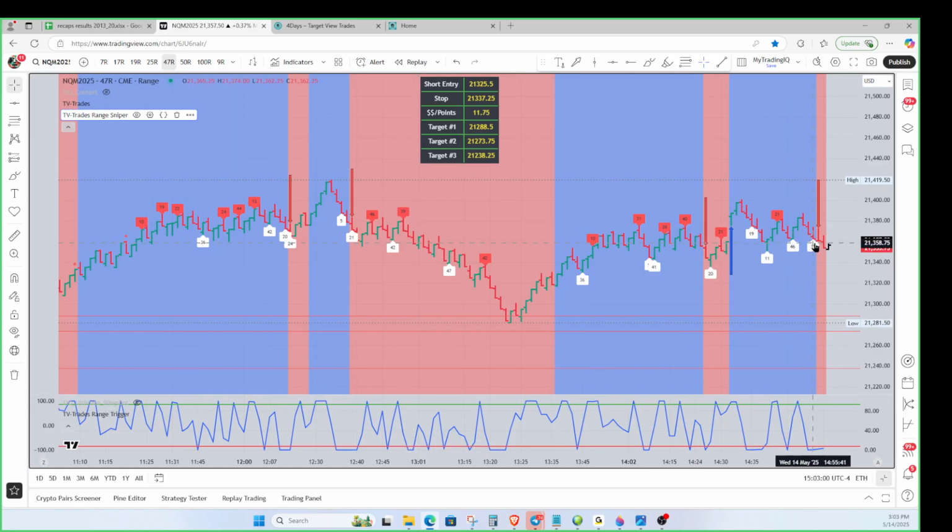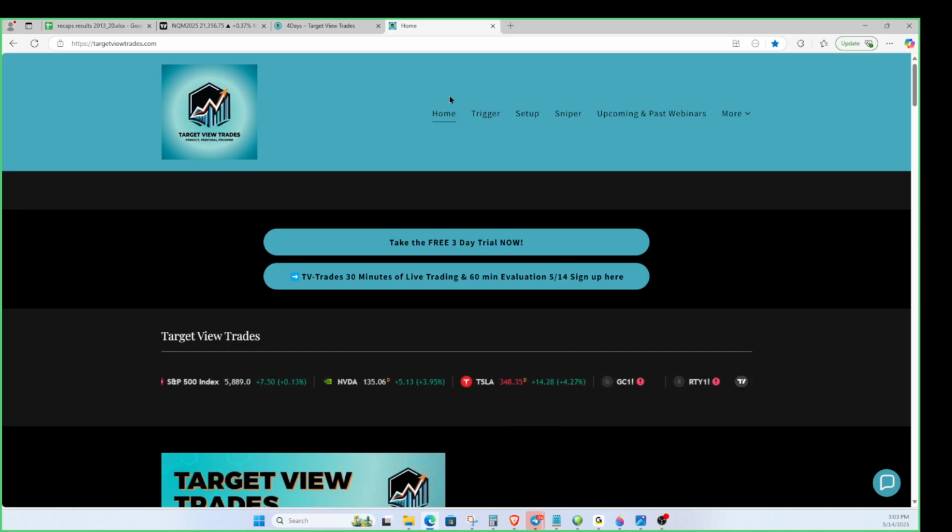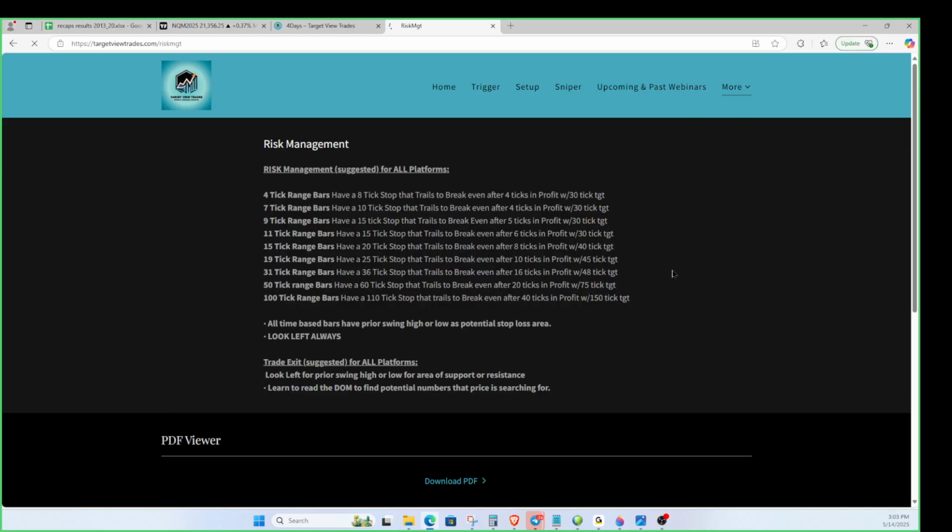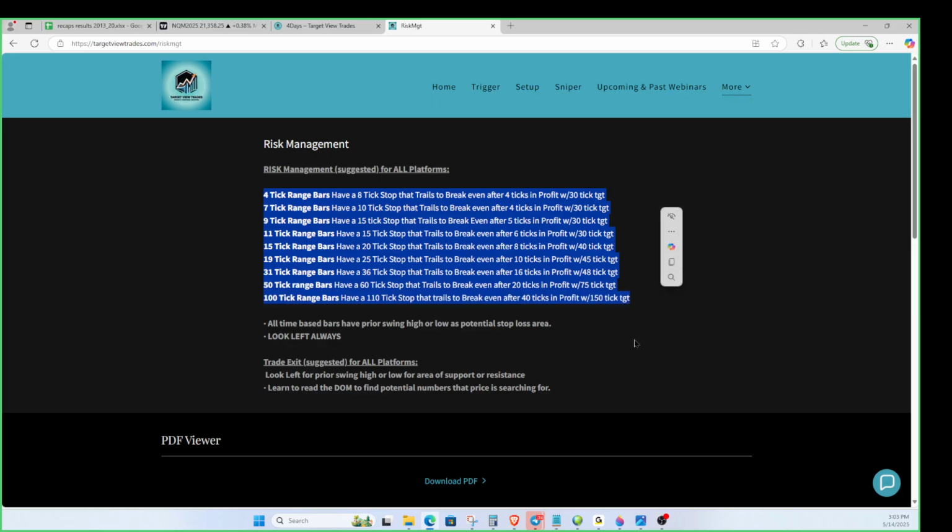So if you're taking trades like this, you ought to be looking for larger targets, and your risk management is going to have to be different than the stuff that I'm using, because what I'm doing is for scalping. The risk management that I use, if you go here to targetviewtrades.com and you go to more and down here to risk management, for the scalping that I do, this is the risk management that I use.